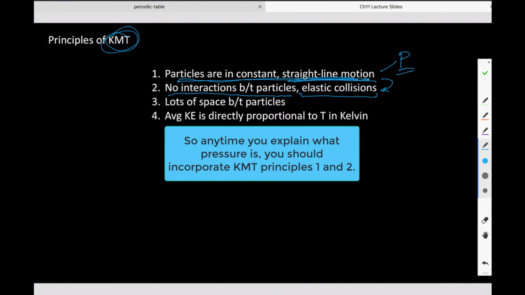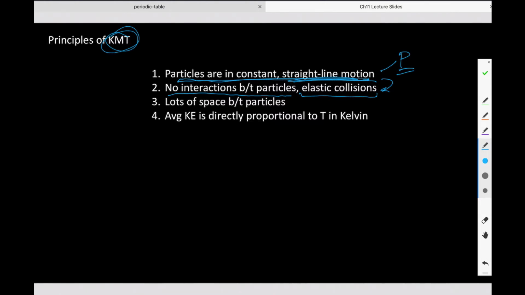Okay, there is lots of space between our particles. Your book has several figures on this, but another way to say number 3, right, is that the volume of an individual particle is negligible.